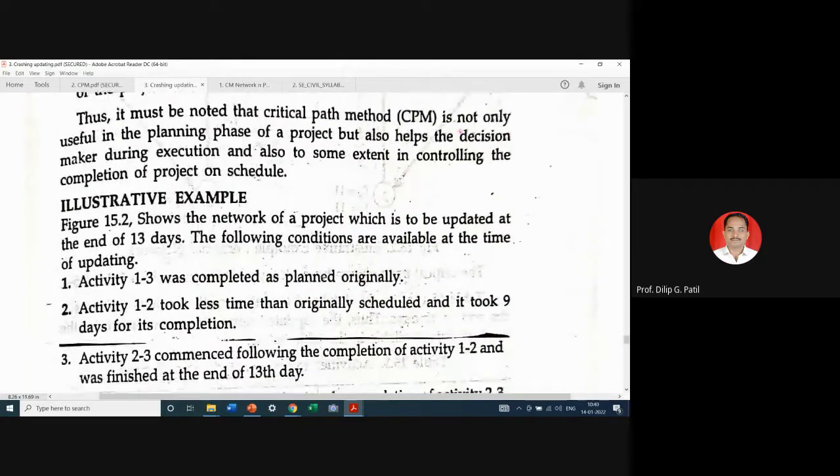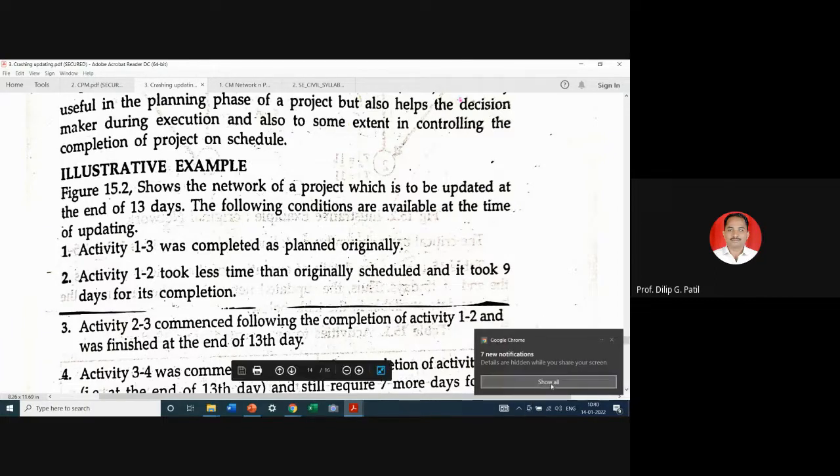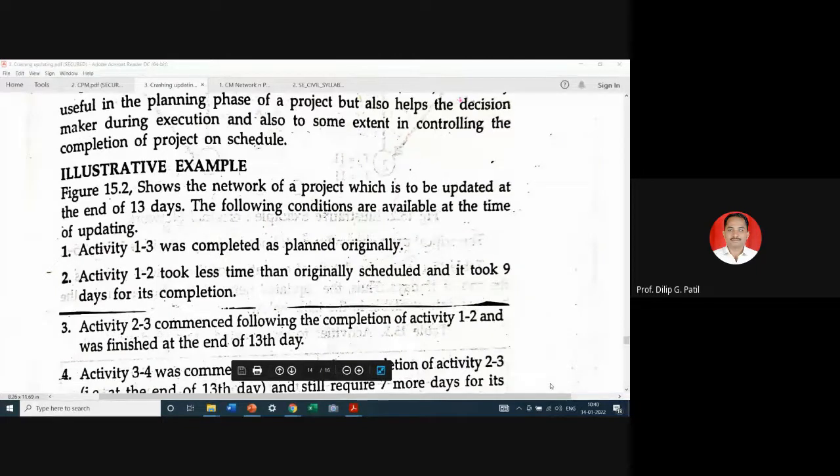And that is why critical path is very important in the project execution. So we will see one example and how we can update the project network as per the day of updating. So you need to understand all these things. You need to draw the network. You need to find out the project duration as per our earlier schedule.